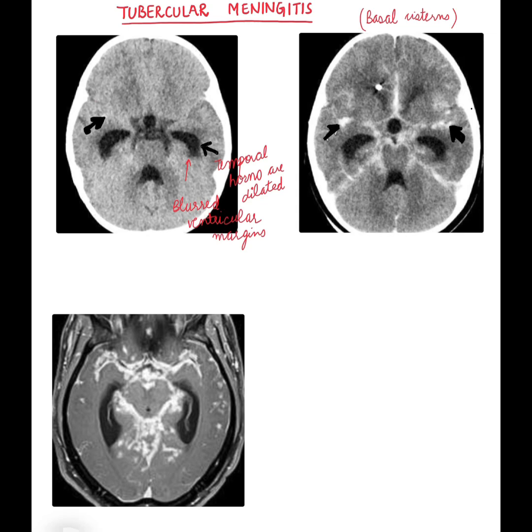So why are the ventricular margins blurred? Because there is extracellular fluid accumulation in the subependymal white matter.